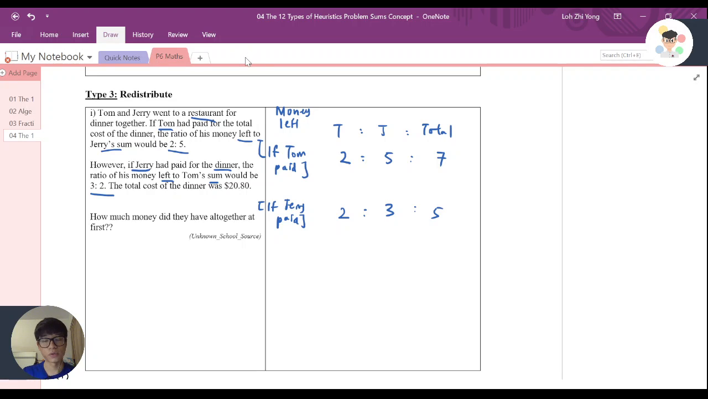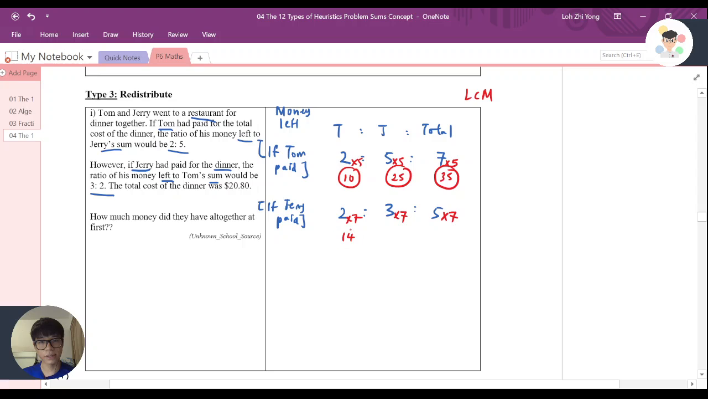Now, if you know 7 and 5 are supposed to be the same, then I need to find the lowest common multiple as usual. So we know for 7 and 5, the common multiple will be 35. 7 we need to times 5, 5 we need to times 7. So we times 5, we times 5, we times 7, we times 7. And the latest ratio here will become 10, 25, 35, and 14, 21, 35.